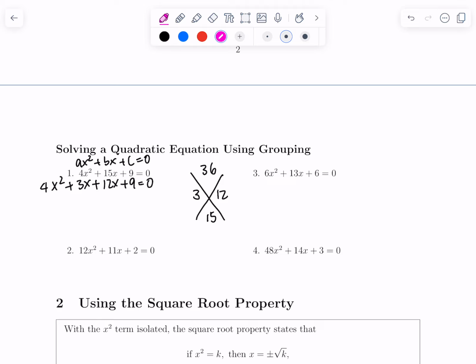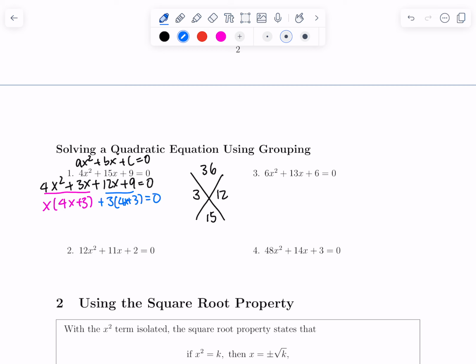And then we are going to factor out the first two terms. The greatest common factor between 4x squared and 3x is x. Then we're going to have x times 4x plus 3. Then we're going to factor out the last two terms. For 12x and 9, the common factor is 3. So we have 3 times 4x plus 3 equals 0.